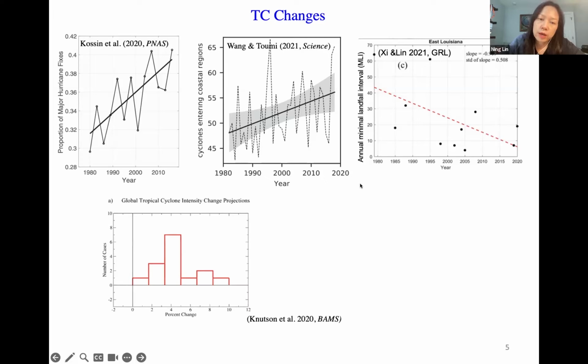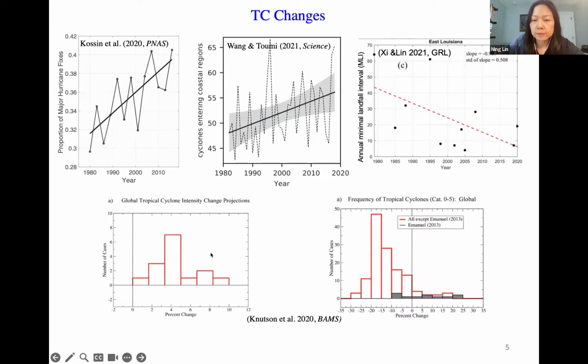Looking forward, we can use climate models to project how hurricanes will change in the future. This is just showing a histogram of models which predict the percentage change of intensity of storms. Most models actually predict that the hurricane intensity will increase in the future. But for the frequency, the number of storms per year, there are different answers from different models. Most models actually show that the frequency of storms will decrease in the future.